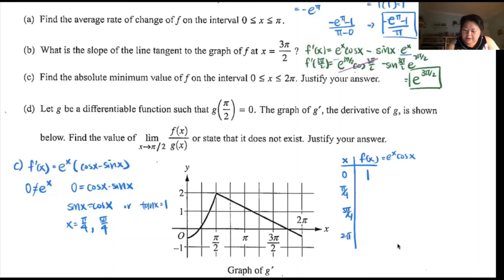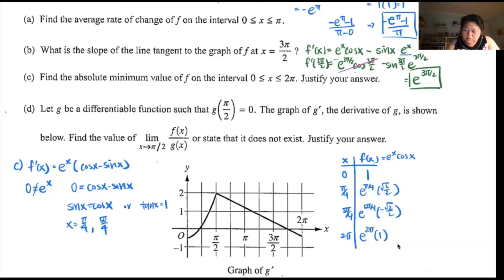And then how about pi over 4? So it's e to the pi over 4. Cosine of pi over 4 is root 2 over 2. Okay. e to the 5 pi over 4. Cosine of 5 pi over 4 is negative root 2 over 2. And then 2 pi, e to the 2 pi. Cosine 2 pi is 1. So e to the 2 pi.